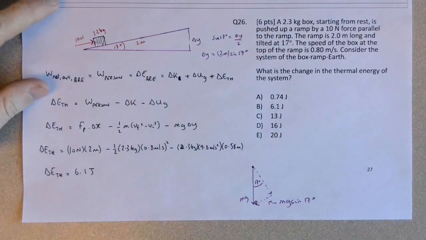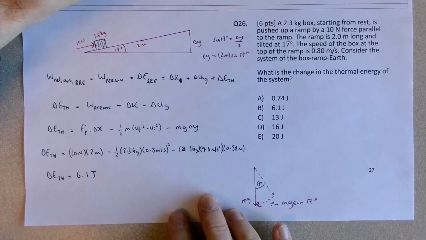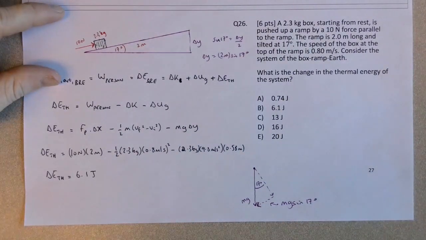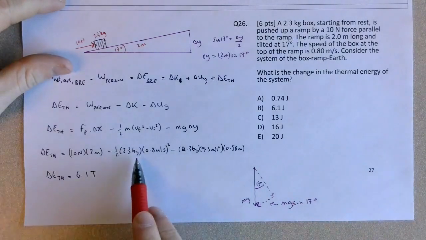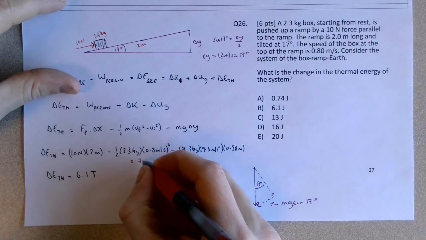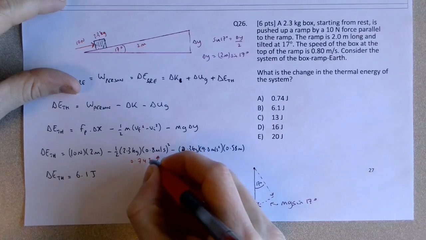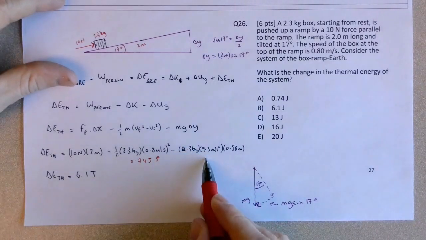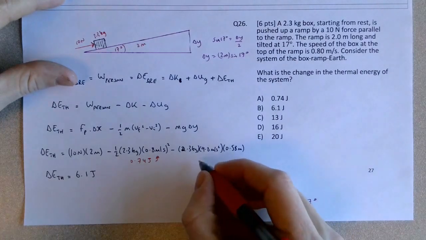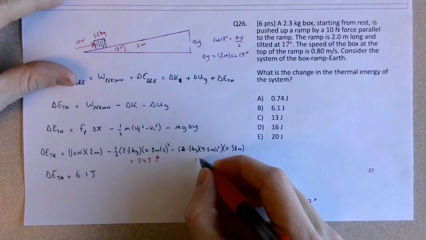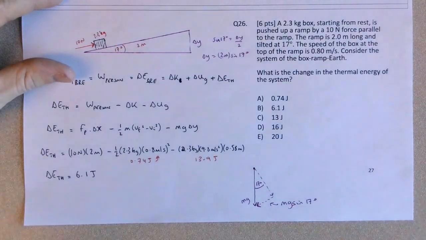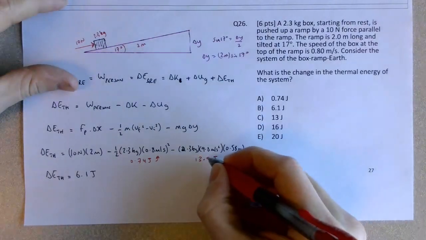Okay, as a summary of the question, I'll just note these answers here. There's a very small change in the kinetic energy of the block, of only 0.74. This is a much larger number, the change in the gravitational potential energy of the block-Earth-ramp system of 13.9 joules. Sorry, 13.2 joules.